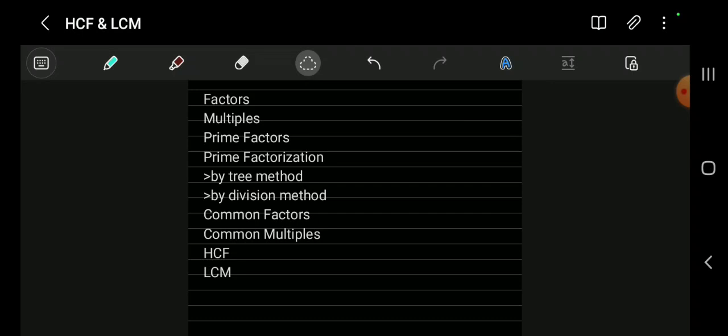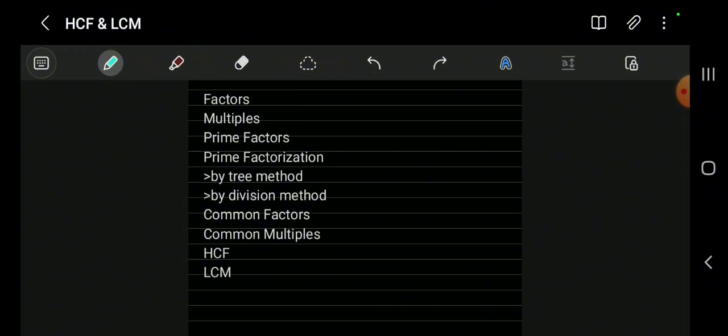And as this topic is related to some other topics like HCF and LCM, we are going to learn that as well. And also we are going to review some of the previous topics, that are the factors and multiples, which we have discussed in detail in the last video. So you can check that out first if you are still not clear about them.